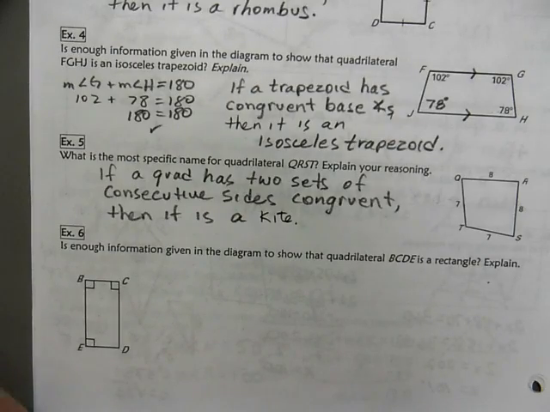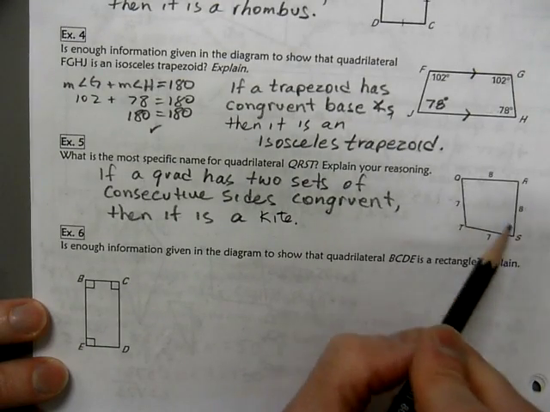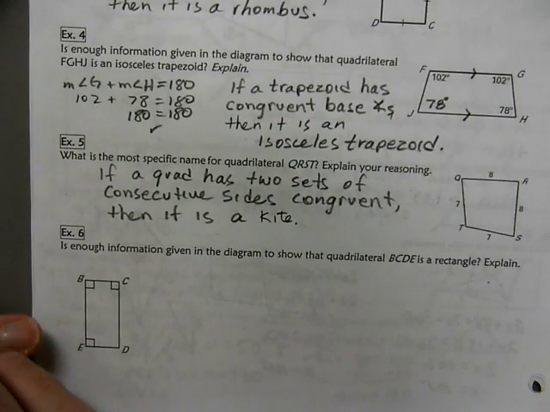There are lots of different properties about kites. Kites have diagonals that are perpendicular. Kites have one set of opposite angles that are congruent. But the main definition of a kite is two sets of consecutive sides congruent. Consecutive meaning side by side.